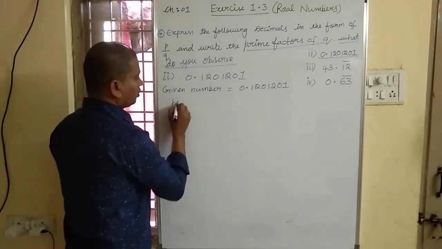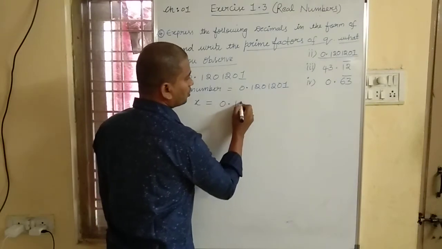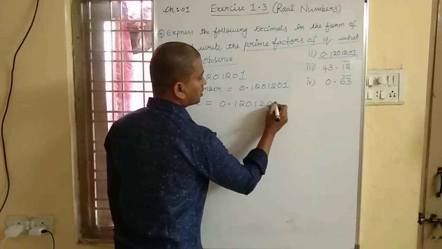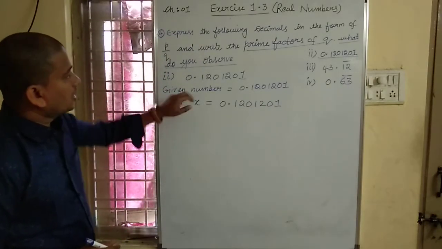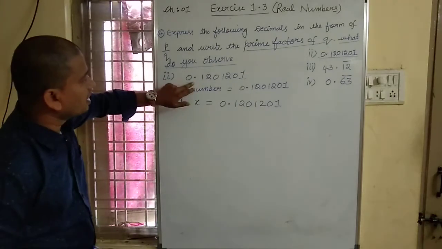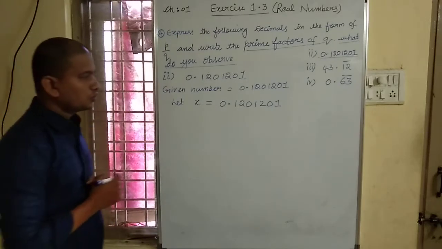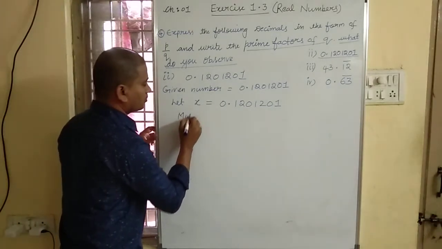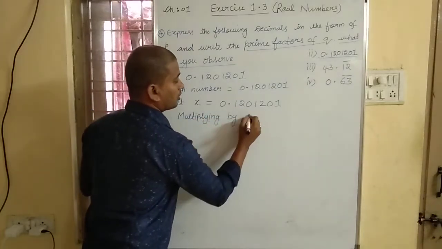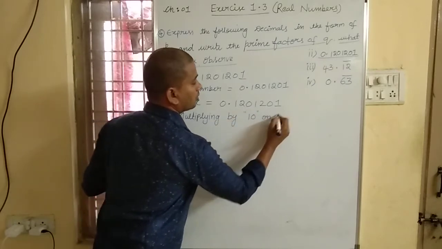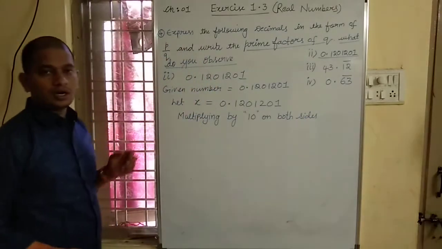Let us consider the given decimal as x is equal to 0.120120. Let the given rational number, the given decimal, be x. Let x be equal to this, you consider. Now what do you do? Multiplying by 10 on both sides.